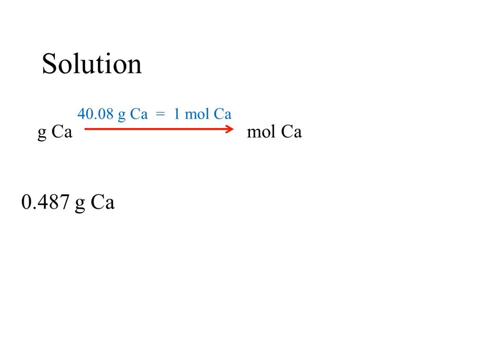So what does this ratio look like? We want to be left with moles and we want grams to cancel. 40.08 grams over 1 mole. Exactly. That's it.